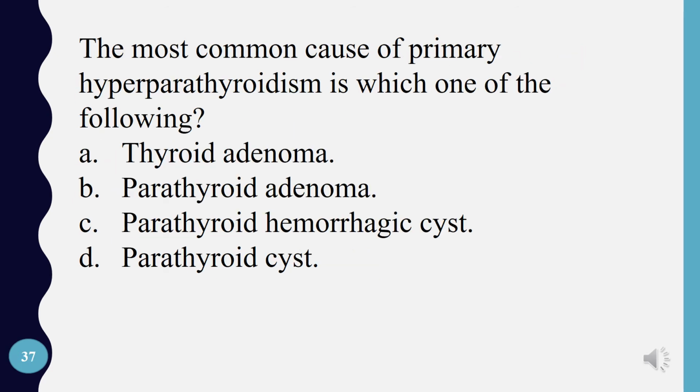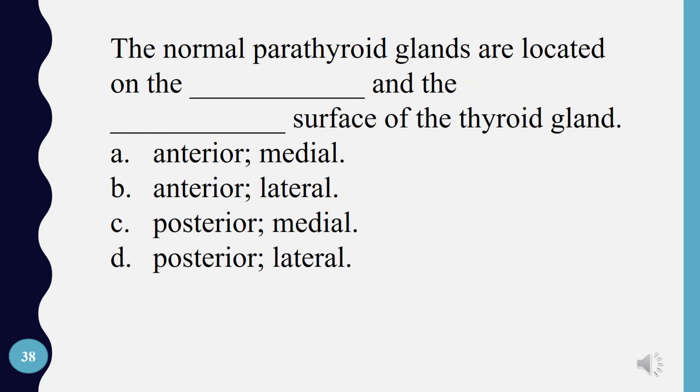The most common cause of primary hyperparathyroidism is which one of the following? A. Thyroid adenoma. B. Parathyroid adenoma. C. Parathyroid hemorrhagic cyst. D. Parathyroid cyst. The answer is B. Parathyroid adenoma.